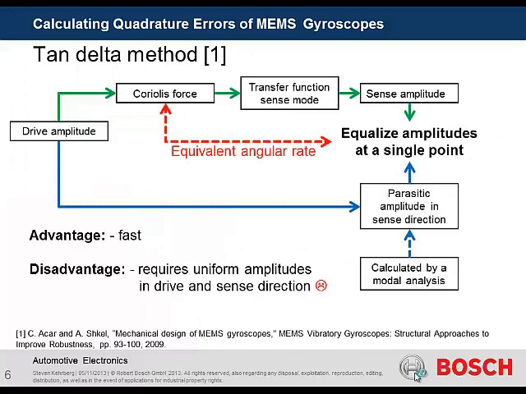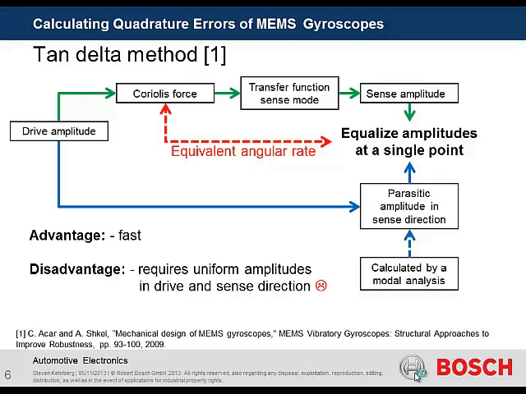So how can we calculate this quadrature? There's one idea, we call it the tangents delta method, that goes back to Akar and Schell. And just to describe this method, at first we do have a drive amplitude. That is the starting point of this whole movement. This drive amplitude then will lead to a Coriolis force, that is the desired working principle. And then this Coriolis force stimulates the sense mode, and thereby we have a sense amplitude. But we have also this undesired path here, and due to our imperfect trench process, we get a parasitic amplitude in sense direction. And this parasitic amplitude can be calculated by a modal analysis with this applied imperfection.